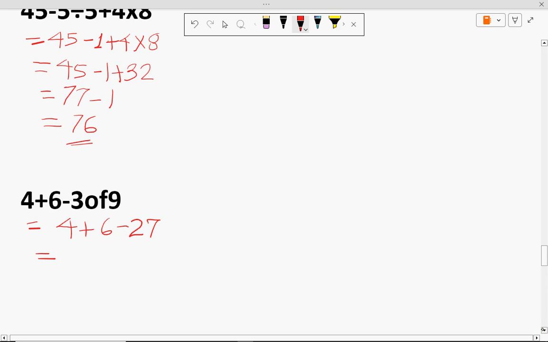Now we have addition and subtraction. So first we'll go for addition. 4 is a positive integer, 6 is again positive. So 4 plus 6 becomes 10, a positive integer, minus 27. Now 10 minus 27 will be minus 17, and this is the answer for this expression.